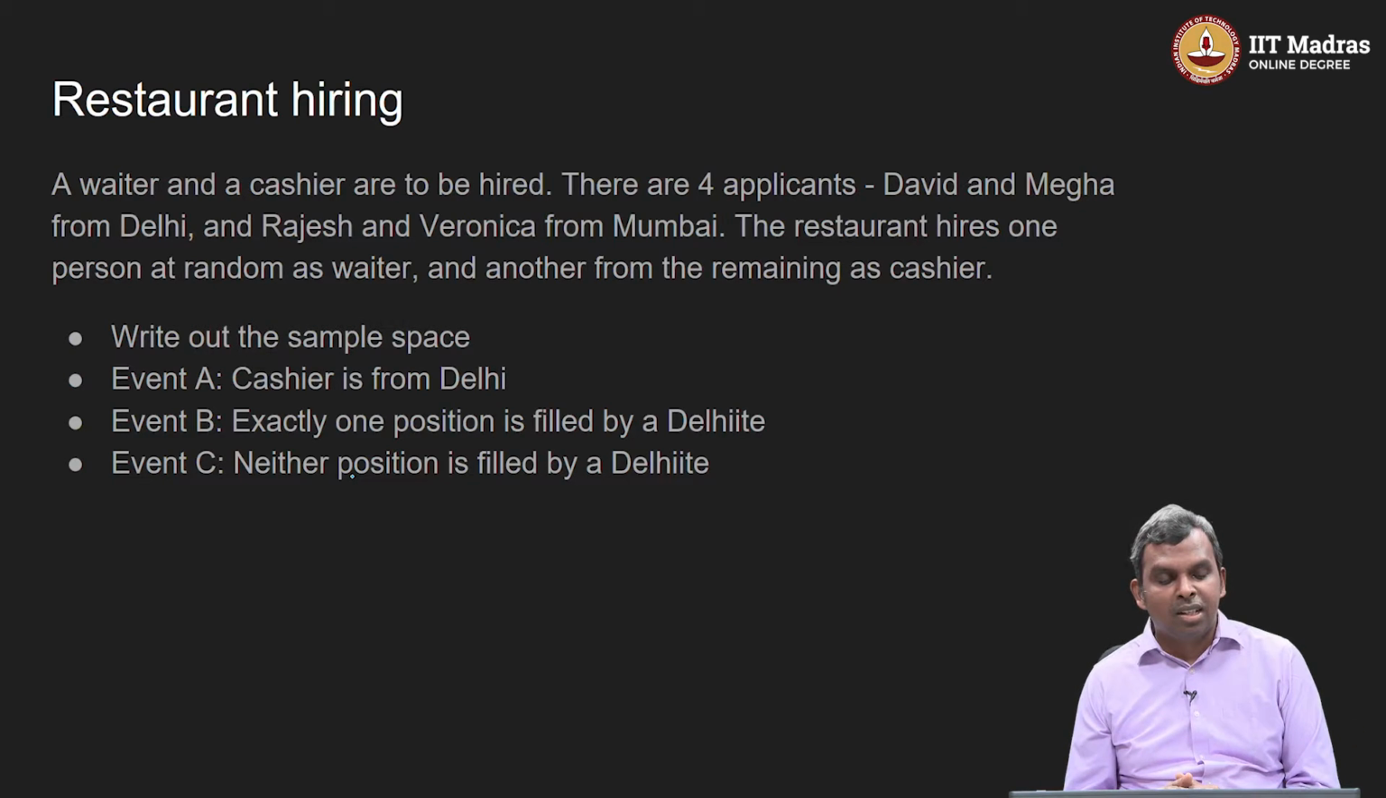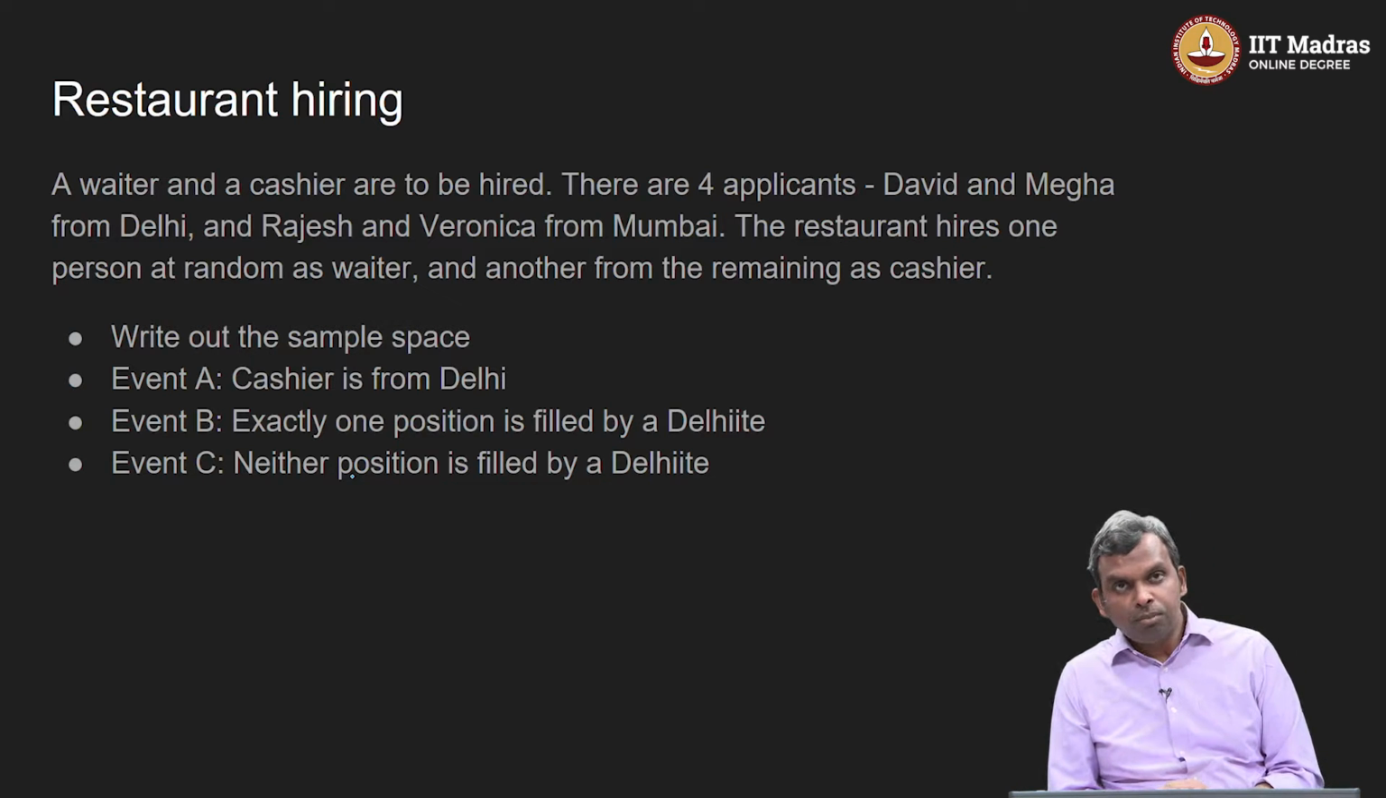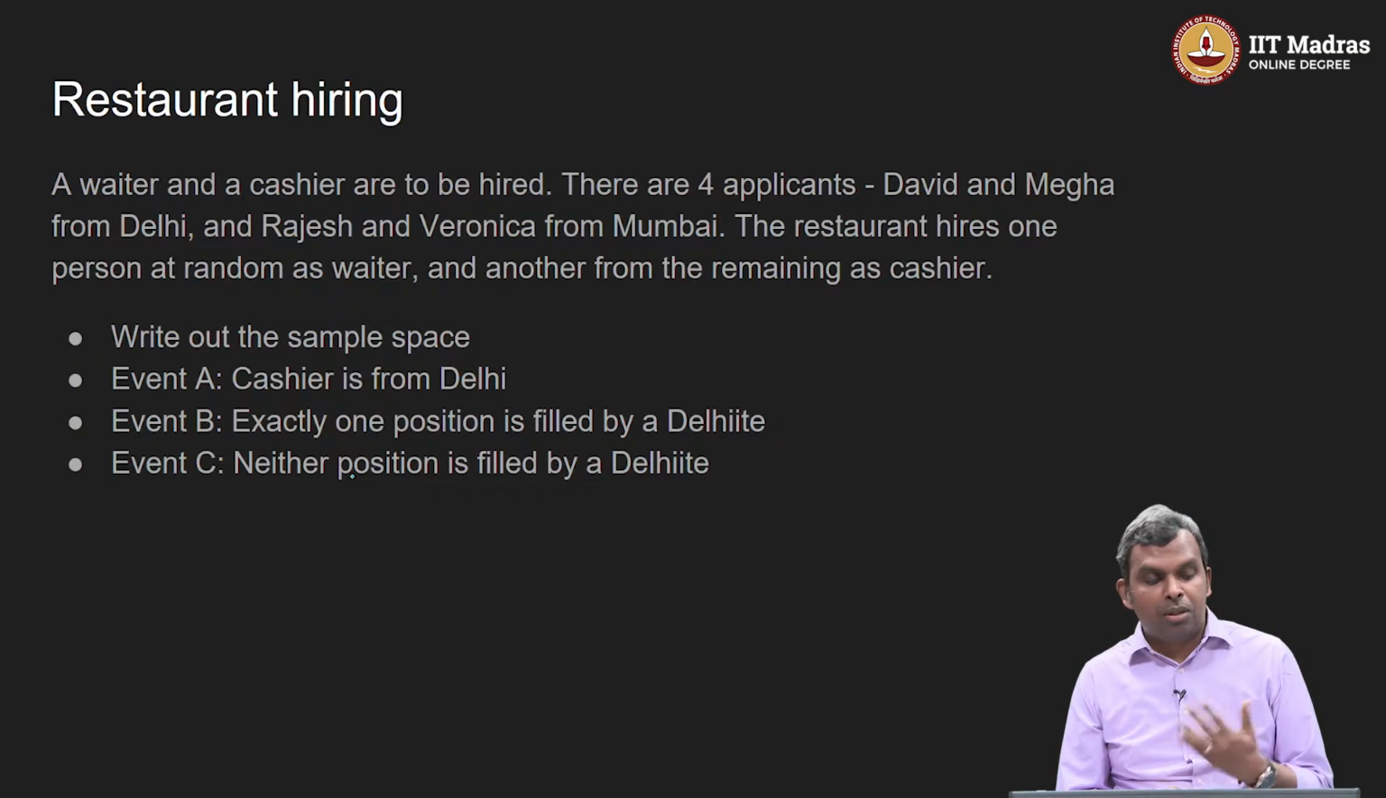Okay. So here's the situation, here's the experiment, so to speak. A certain restaurant wants to hire a waiter and a cashier. Okay, so they maybe put out an advertisement in the paper, and some 4 people have applied. 2 people whom I'm calling David and Megha are from Delhi, and 2 others, Rajesh and Veronica, say are from Mumbai. So there are 4 people, 2 from Delhi, 2 from Mumbai.